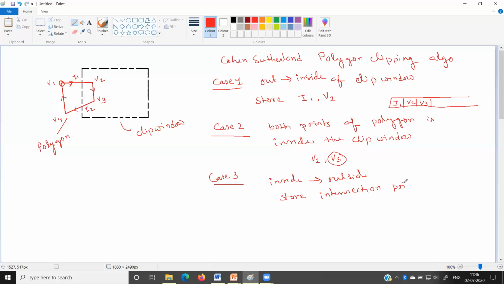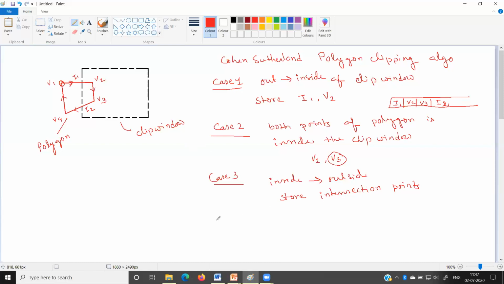Okay, so in this case, while we are traversing from V3 to V4, you can see we are moving out from the clip window. The point V3 is inside the clip window, but the point V4 is outside of the clip window. So as one end of the line is outside of the clip window, what we have to do? We have to store only the intersection point I2, as V3 is already stored.